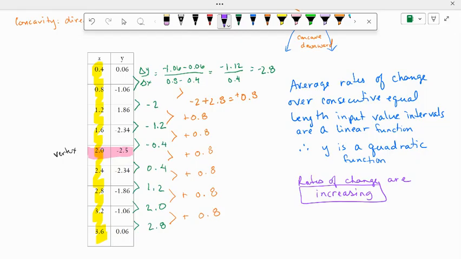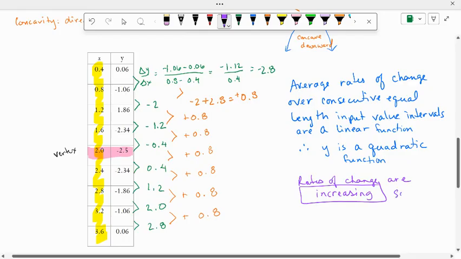Negative 2.8 to negative 2 is increasing by 0.8, negative 2 to negative 1.2, negative 1.2 to negative 0.4, and then negative 0.4 to positive 0.4. I start with larger negatives, and my negatives are getting smaller and smaller, which means they are increasing. And once I move to the positive rates of change, they continue to increase. My rates of change are increasing.